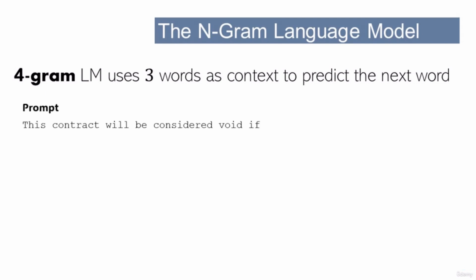As you learned in the previous module, a language model works with a prompt, the text used by the model to complete a task. Let's start with the phrase, "This contract will be considered void if." This is a 4-gram model, so 3 words are used by the language model as the context and used to predict the next word. To generate the next word, we look at the probabilities of each word in the vocabulary that appear after these words, not necessarily in this order.